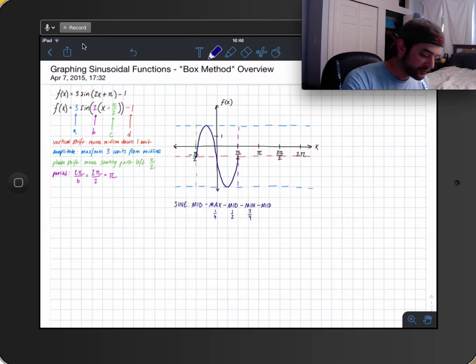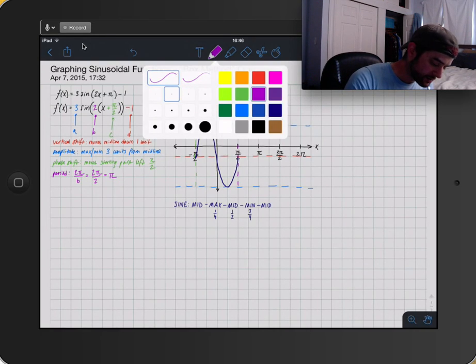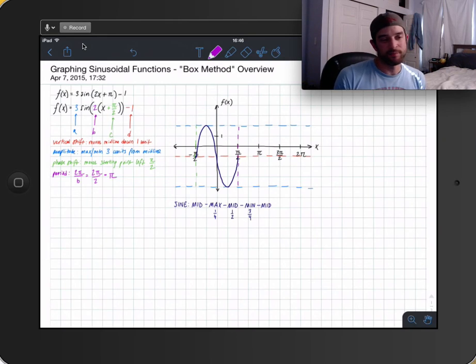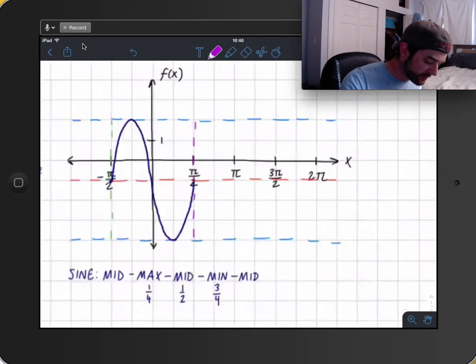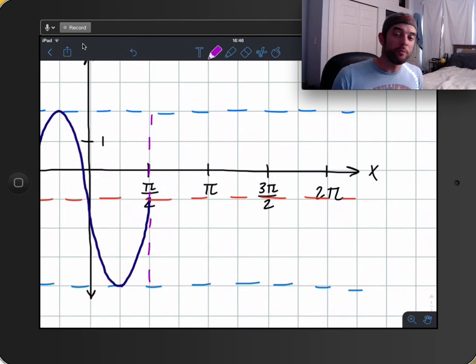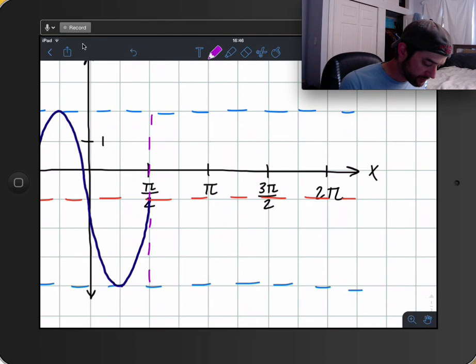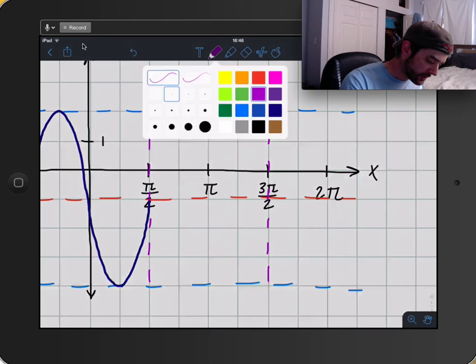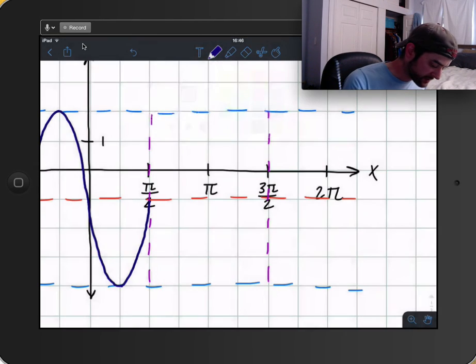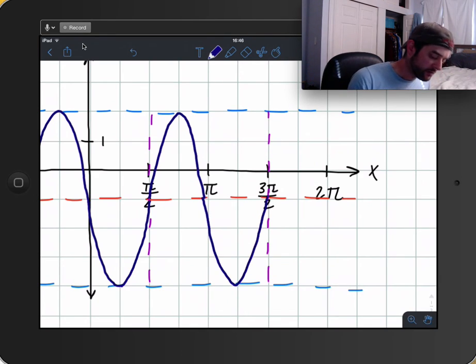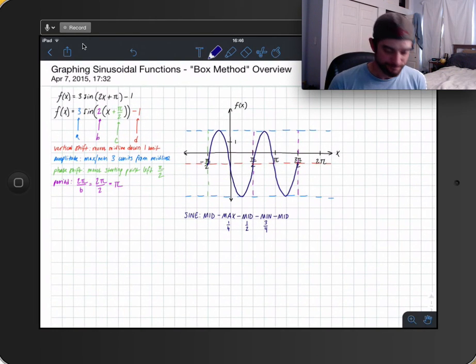Now this method is even cooler because if I want to do another period, and in some cases you might be asked to do 2 periods of a function, again I know that one period is 4 spaces, 1, 2, 3, 4, which represents pi radians, and I just repeat the process. 1/4, 1/2, 3/4, and you're finished. So that's the box method with sine.